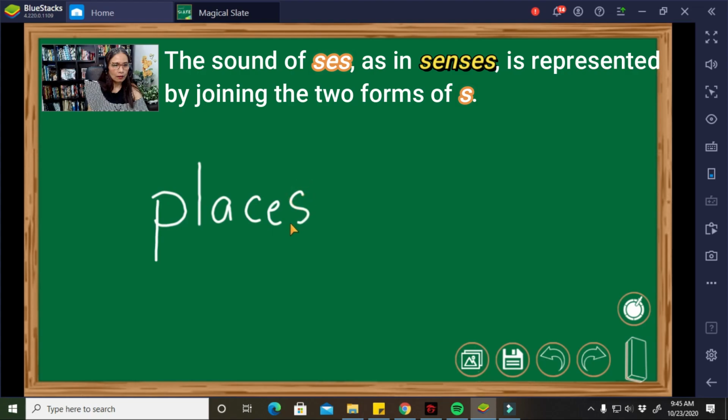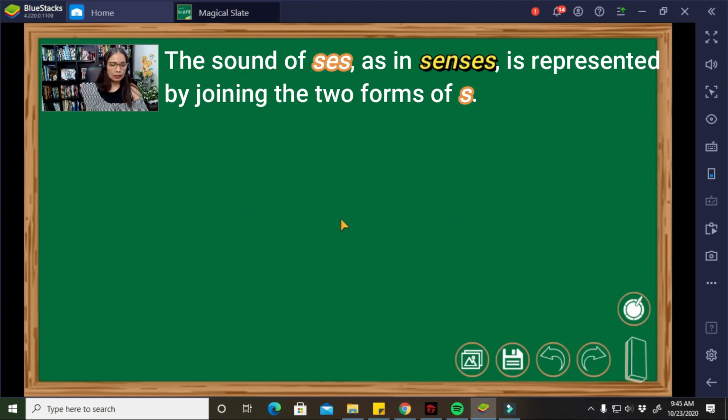places. Okay. Again, C here is pronounced as S. So we have letter P and L and then A for a big circle and then S and another S. Places. Okay.